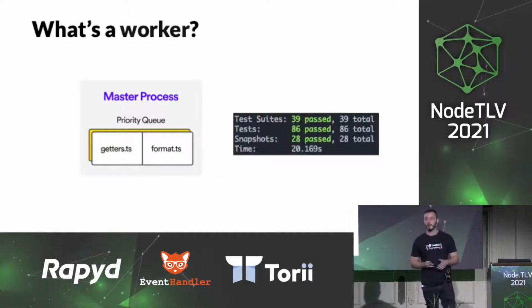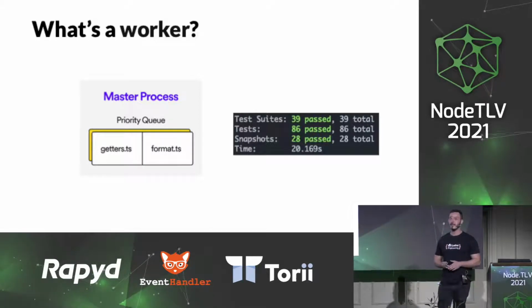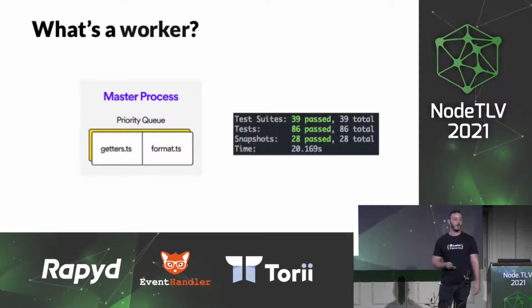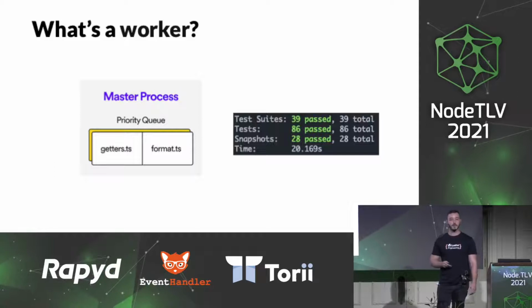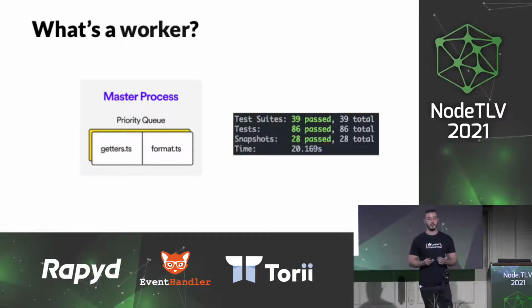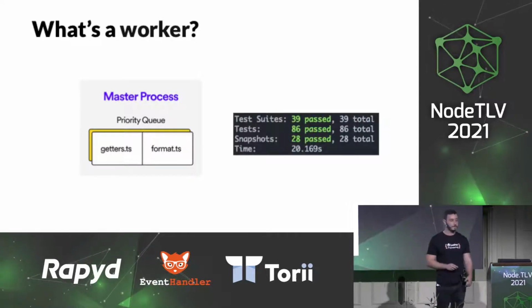We're going to repeat this process over and over again until our priority queue has been depleted and all of our tests have finished running. At this point in time, the main process would kill the workers, decide whether the testing suite had either passed or failed, and then show us the results in a user-friendly format.